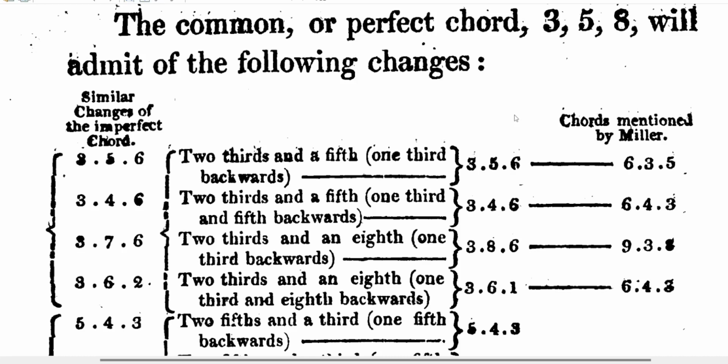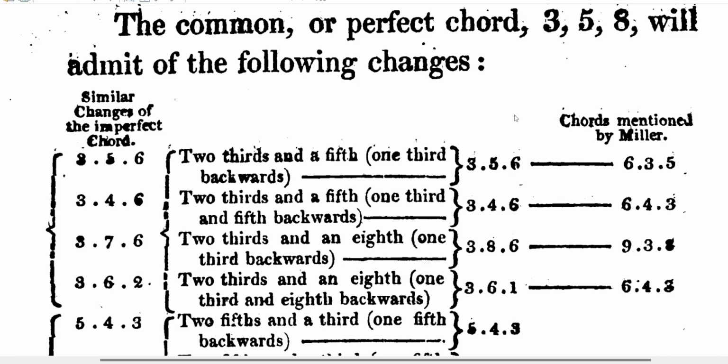The next, 2/3 and an eighth, 1/3 backwards and an eighth backwards. If you count backwards an eighth, of course, you end up with your octave below. So we have 3, 6, 1. 6, of course, being the backward third, and 1 being the backward eighth, and 3 being our 3, as usual.